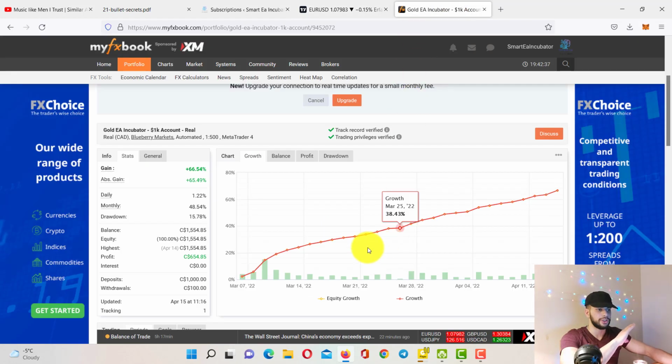Gold Ea Incubator, which is this one right here, and I'm going to show you the results later, or you're just seeing it right now. And this is something that happened completely hands-free, and it's automated. I'm not trading manually on this account.